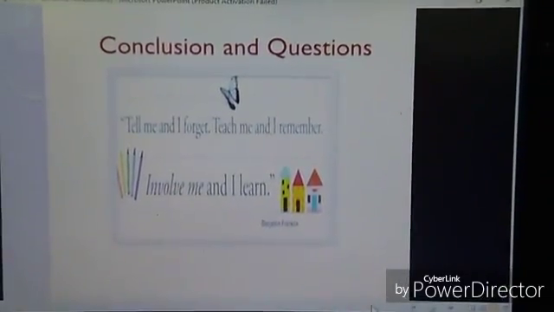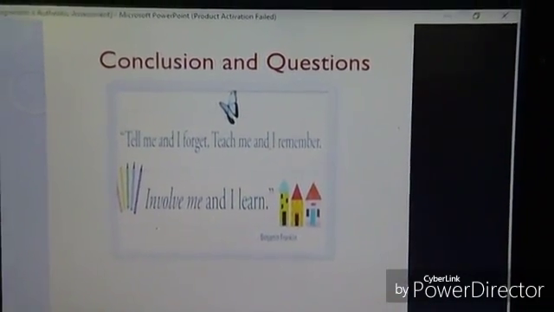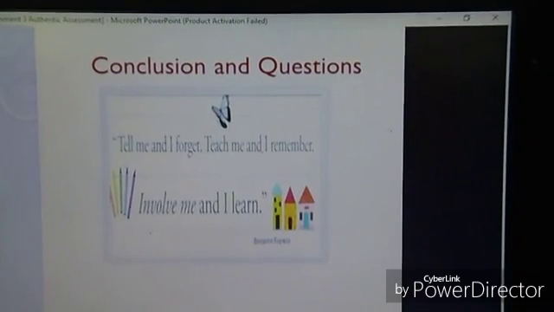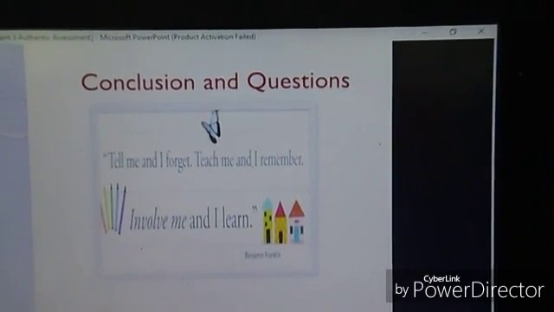Now we've come to the end. It's the conclusion. I love the quote of Benjamin Franklin where he says, "Tell me and I forget. Teach me and I remember. Involve me and I learn."